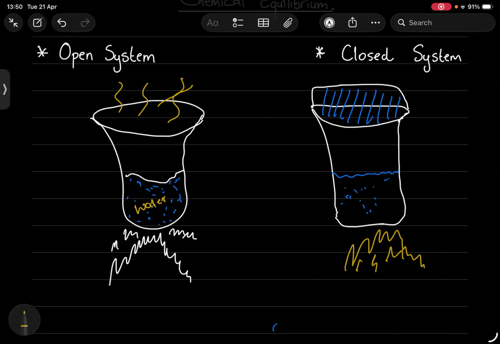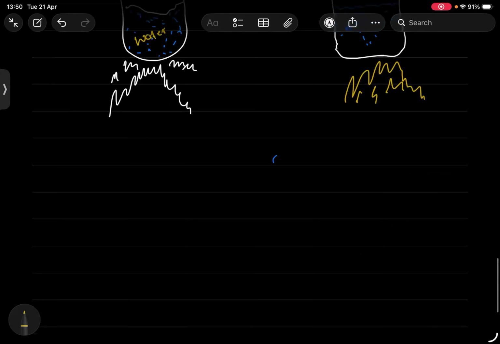So in other words, the closed system is reversible. Why would you say that? Because the gas produced by water won't have anywhere to escape. It's just going to hit the lid of the roof and then condense back into water. Yes. Basically, yes.